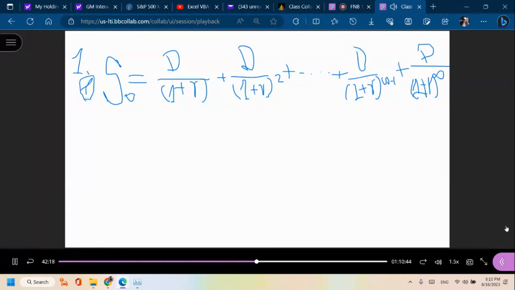So this is basically the model of a constant dividend. Now, let me multiply 1 plus R to equation 1.